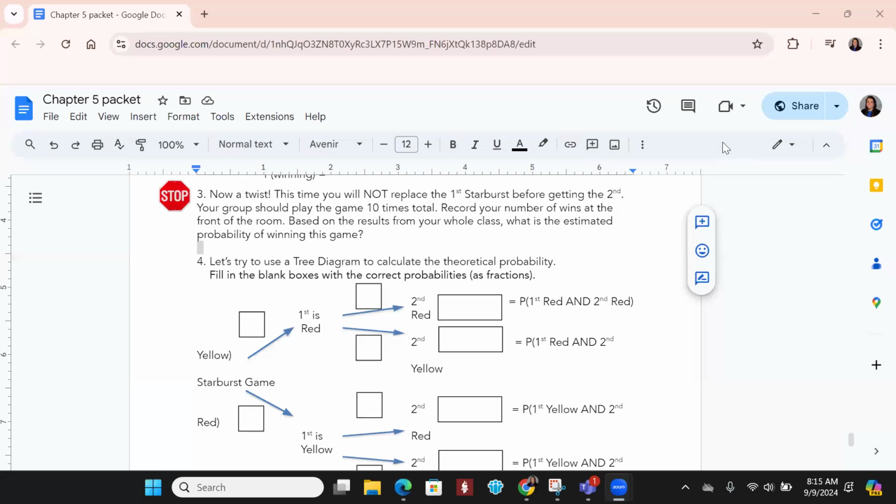When I added that up, I got 104. Can somebody verify that, please? 1, 2, 3, 4, 5, 6, 7, 8, 9, 10, 11, 12, 13, 14, 15, 16, 17, 20. So out of the 200 games, we had 104 wins. That's what I got. Tell me what you got.